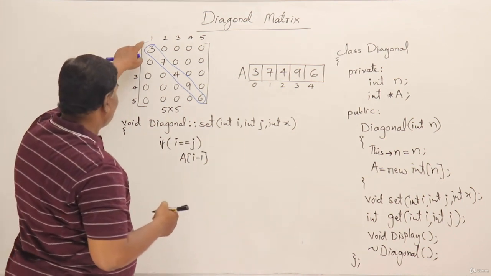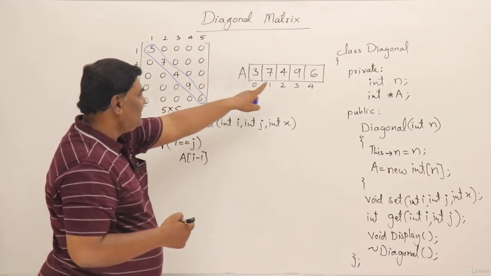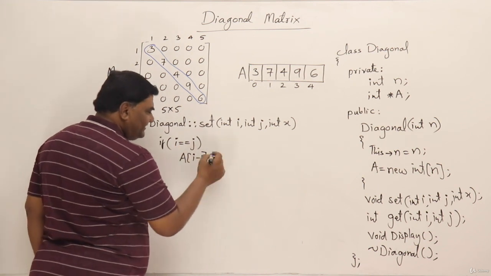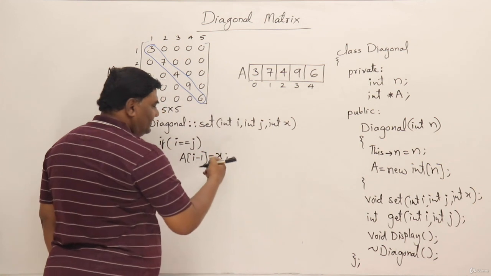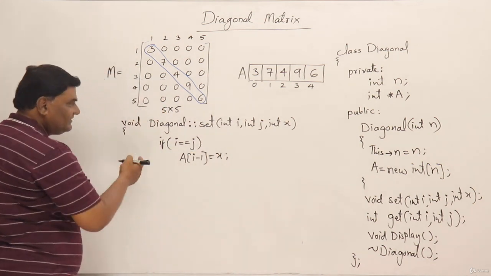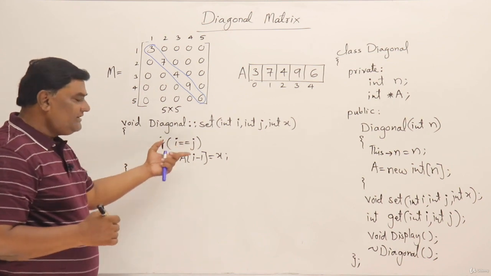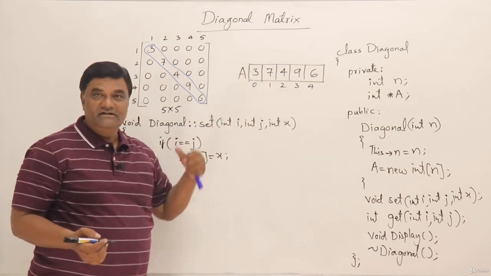Like this, 1 comma 1 is stored at 0, so 3 comma 3 is stored at 2. So i comma j is stored at i minus 1. If they both are equal, then store the element. That's all. This is the set function. If they are not equal, don't do anything, don't store anything. We don't have to store anything in the array.